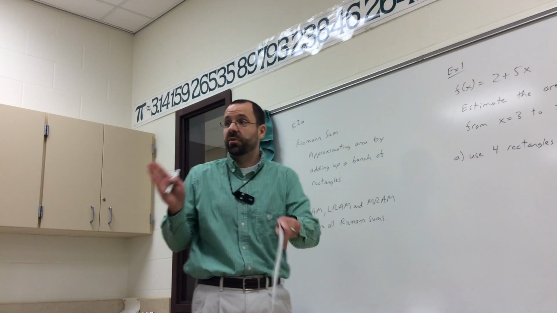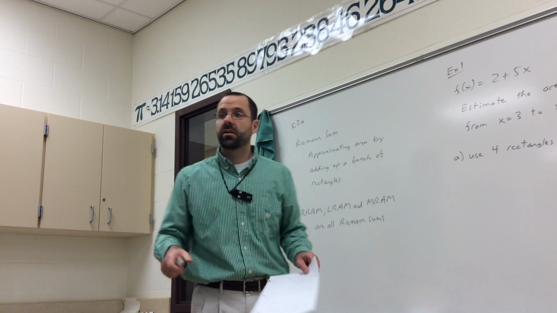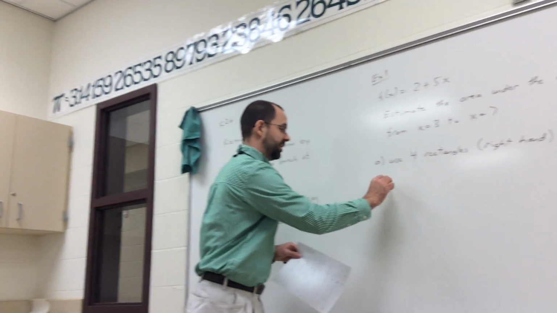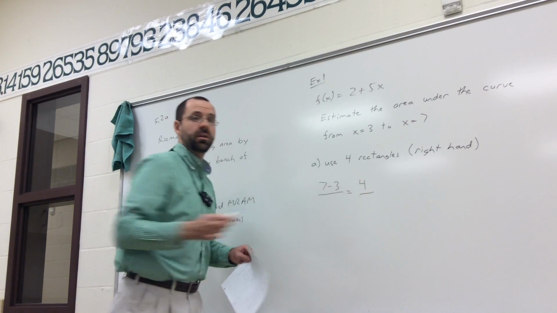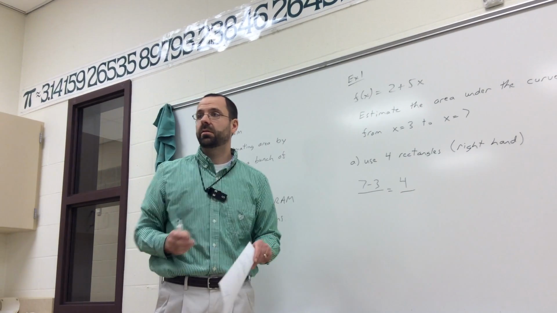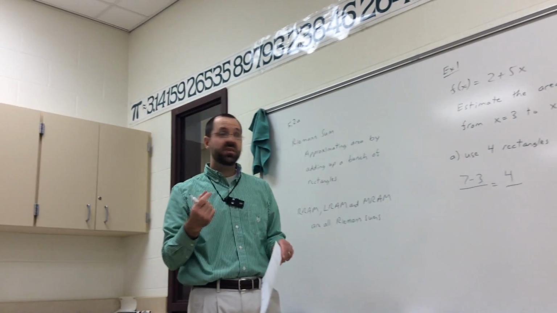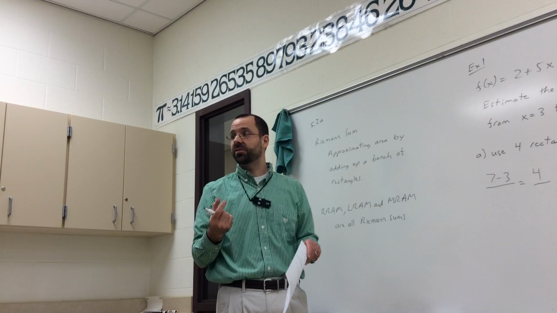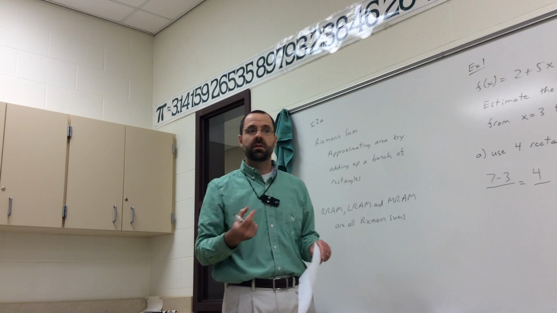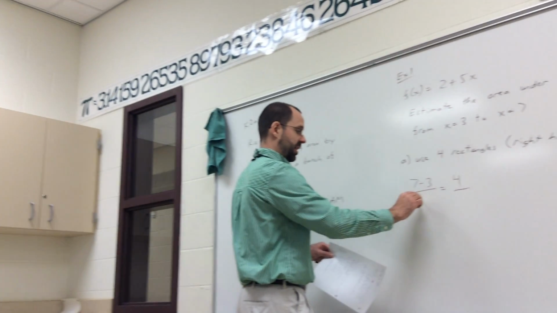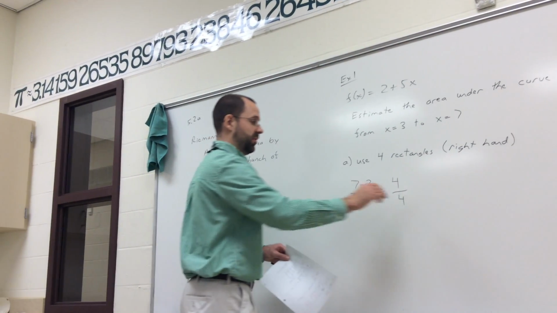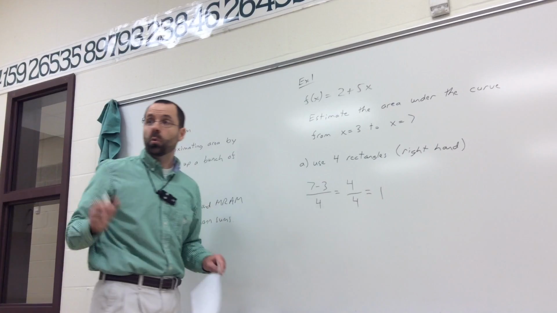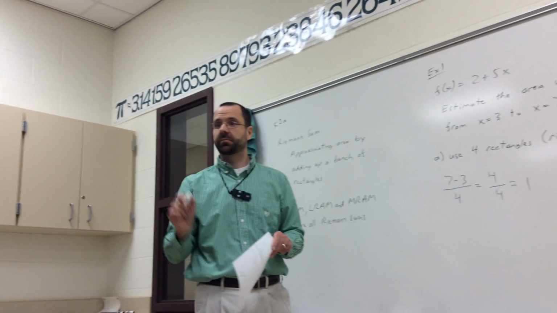Okay, so we're going from 3 to 7, right? So that means we've got a total space of 4 that we're trying to cover. And we want to divvy that up into 4 rectangles that are equal width. So we're going to divide that space up into 4 equal parts. So what this figures out for us is that the width of each rectangle is going to be 1.